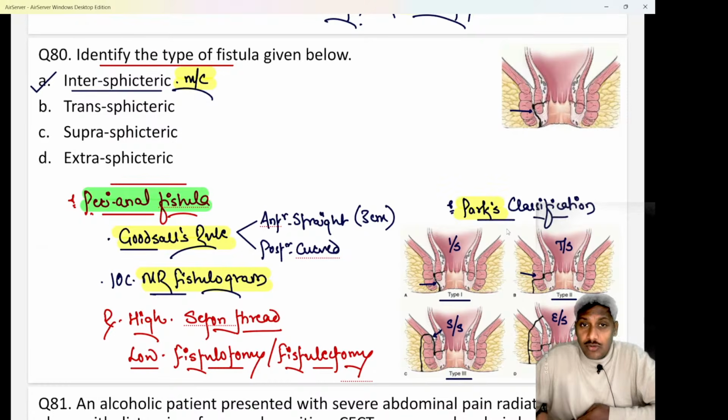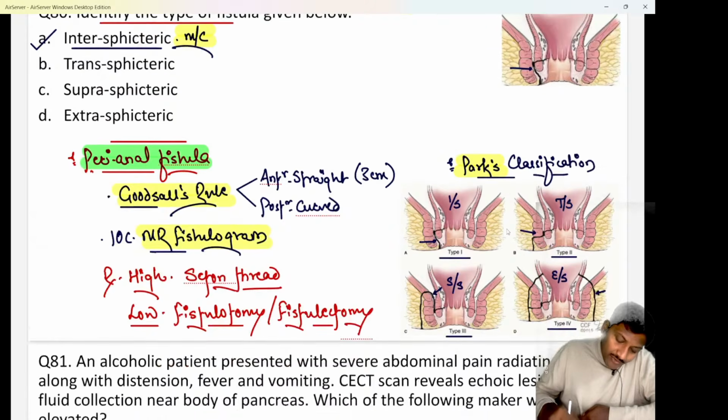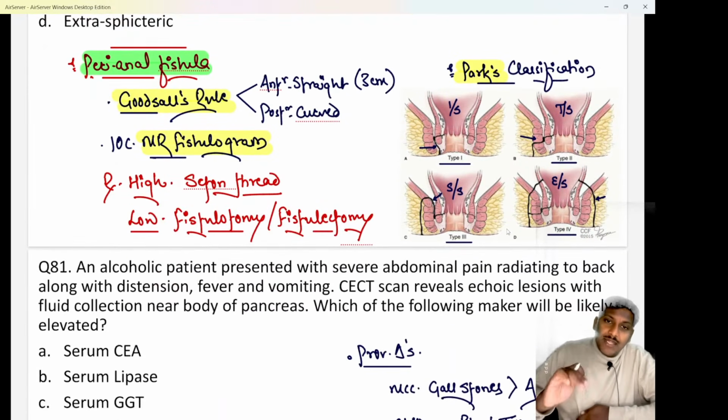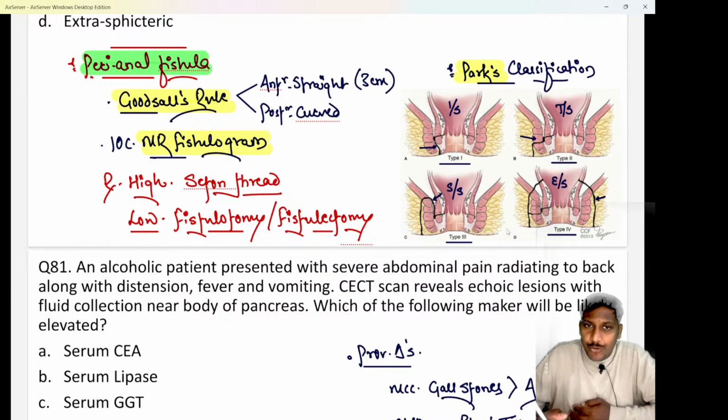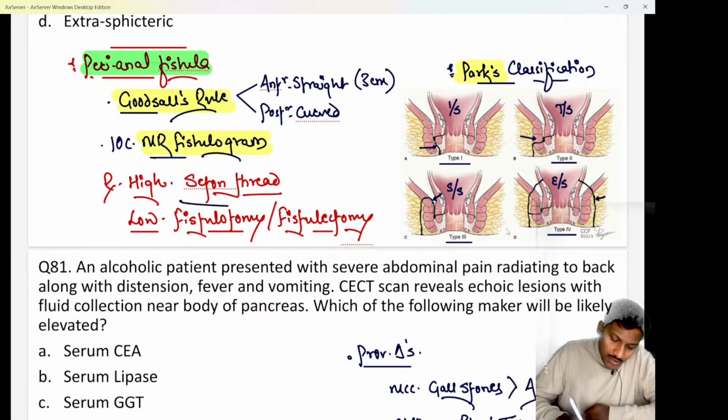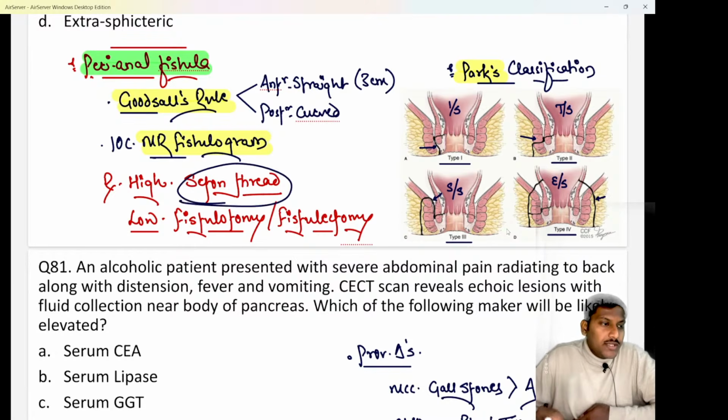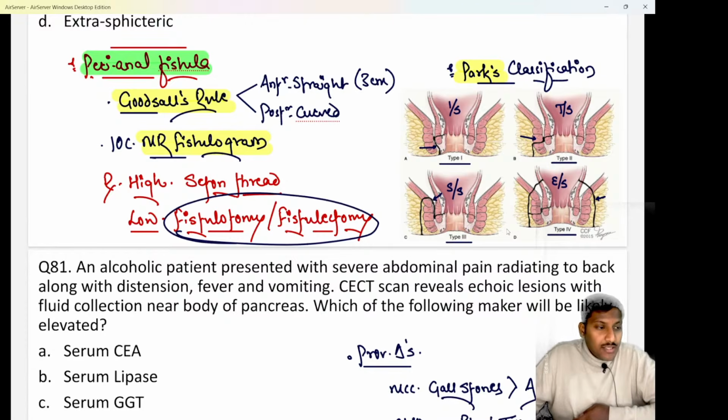If MR fistulogram is not an option, mark MRI as the answer. Clear? And treatment, we know any fistula that opens above the anorectal ring is a high fistula. Any fistula that opens below the anorectal ring is a low fistula. For all the high perianal fistula, go for a seton thread insertion. You have to insert the seton thread and keep on tightening it, which breaks the fistula. Whereas for low perianal fistula, either go for a fistulotomy or a fistulectomy. Okay, fistulotomy to open the tract or fistulectomy to remove the tract. Clear?